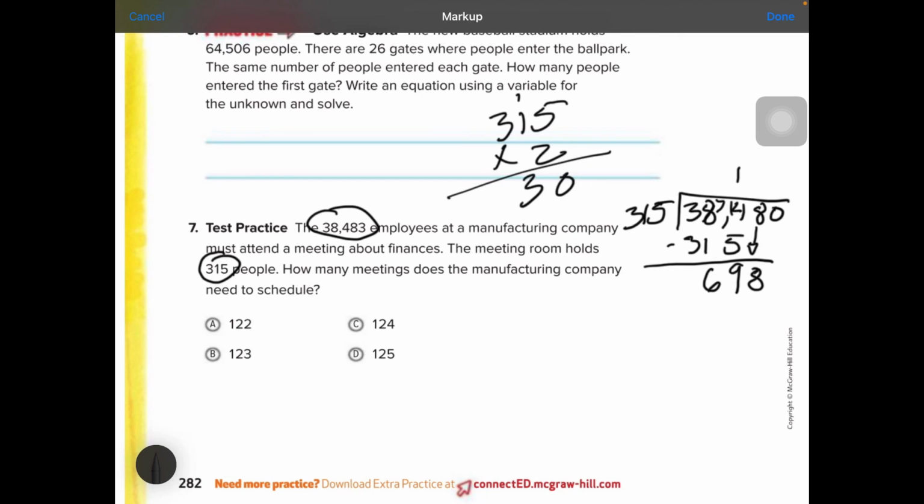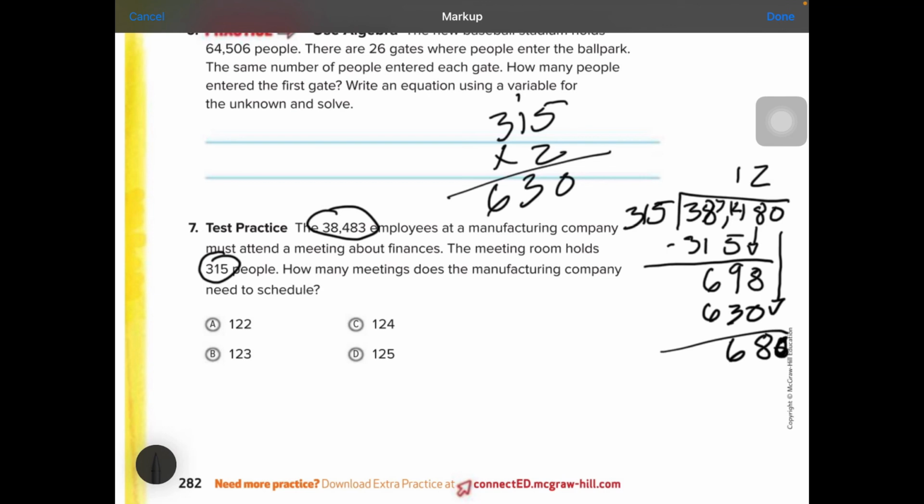315 times 2 is 10.5. 2 times 1 is 2, plus 1 is 3. 2 times 3 is 6. That's pretty darn close. We'll take it. 630. Bring down the 8. 9 minus 3 is 6. Bring down that 0. Make it look like a 0, right?